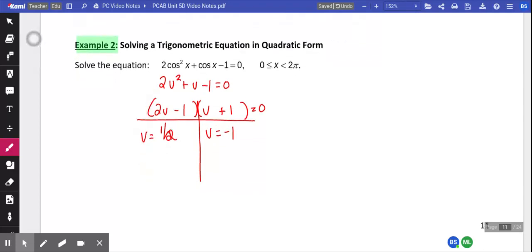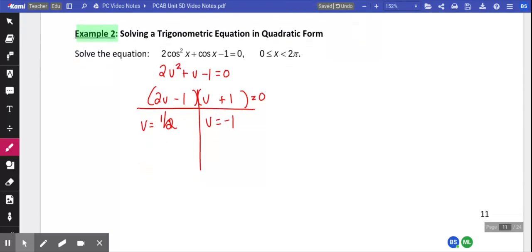So you just have to remember, all right, we're not solving for u, we're solving for what u was representative of, and we replaced it to make it a little bit easier looking algebraically. This is really the cosine of x, so we're looking for when is the cosine of x equal to 1/2, and when is the cosine of x equal to -1.